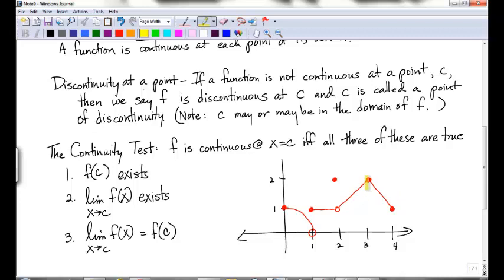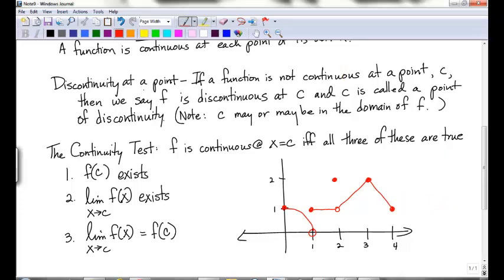Then let's check at x equals 3. At x equals 3, does f of c exist? Is there a y value? Yes. If you check the limit, coming in from the left side, the y value it's approaching is 2. Coming in from the right side, the y value it's approaching is 2. Does the value of the function and the value of the limit, are they the same? Are they the same y value? Yes. So this one is continuous at x equals 3. There would be continuity at the endpoint.